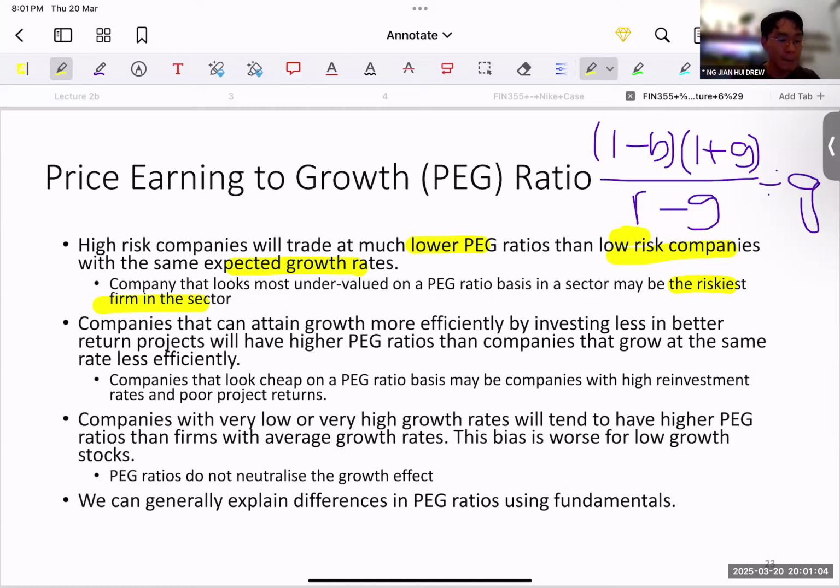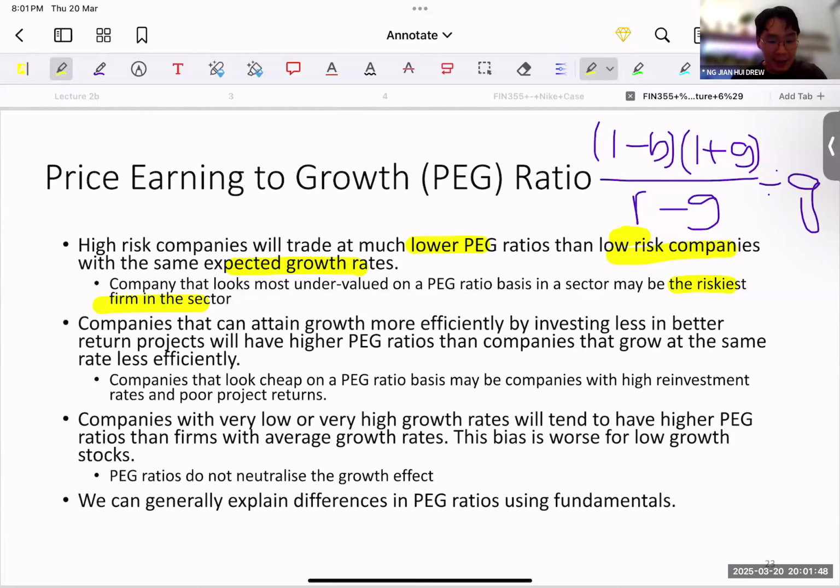Okay, that's one issue. The second issue is a company can obtain growth more efficiently by investing less in better return projects, so it will have a higher PEG than a firm that grows at the same rate less efficiently. So what does it mean? It means that if the firm can invest in very efficient projects, the growth is very high, right? Your G is very high. If your G is growing very fast, your PEG becomes what? If G is big, your PEG will be, yes, correct. It will be big, right?